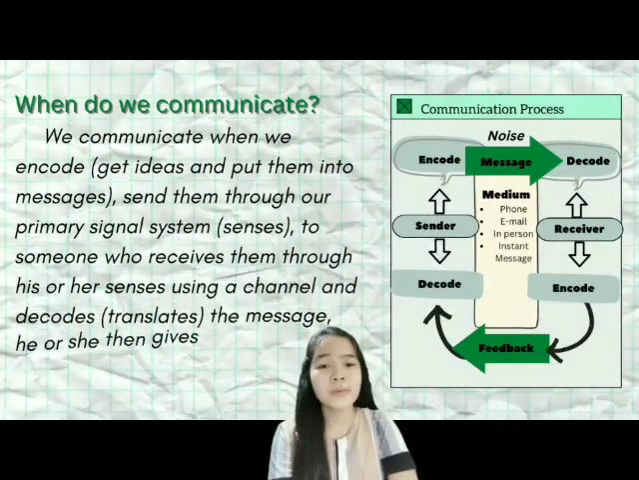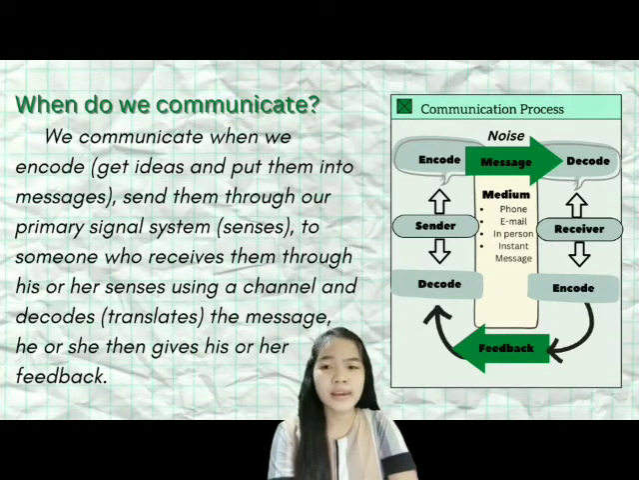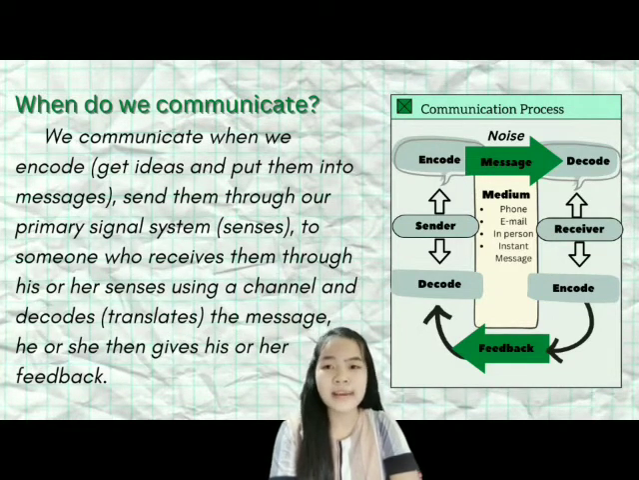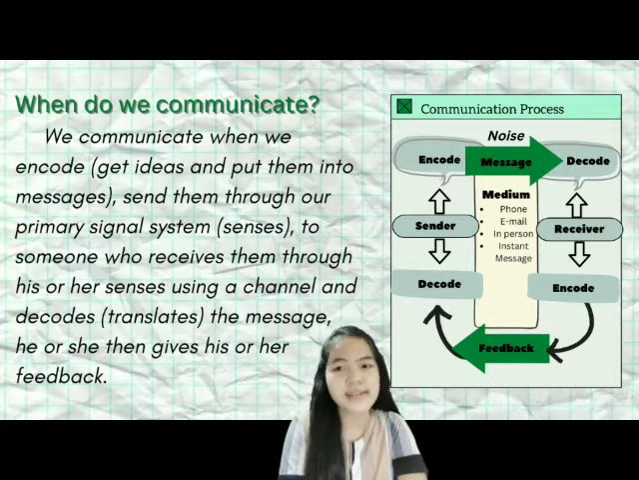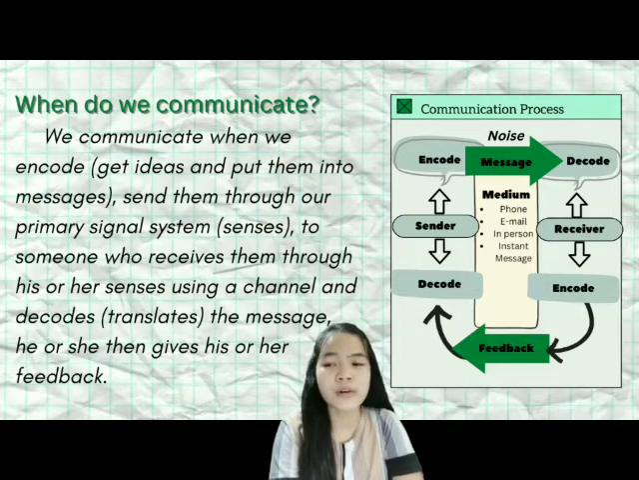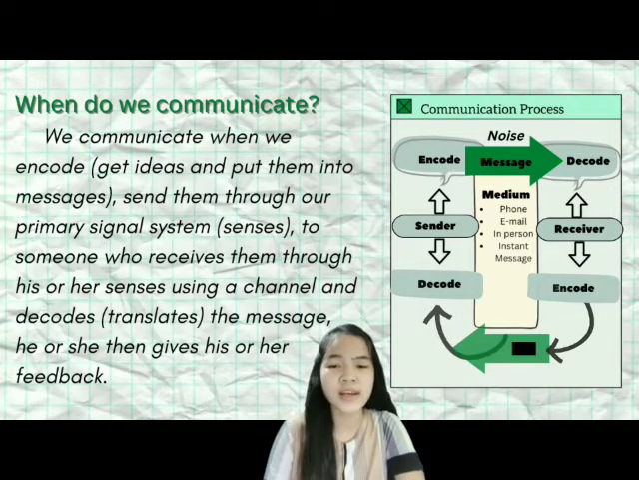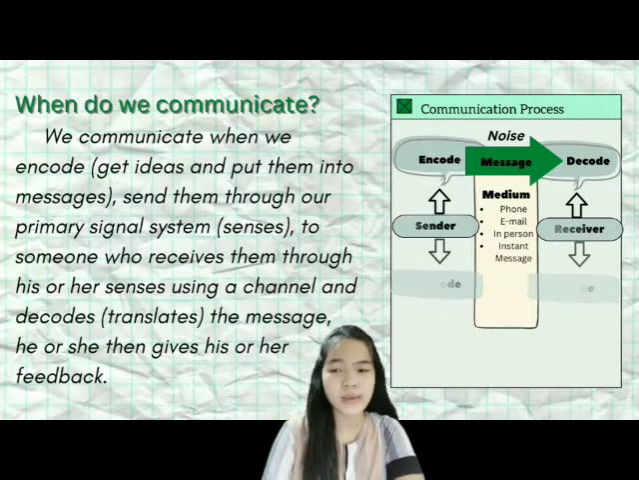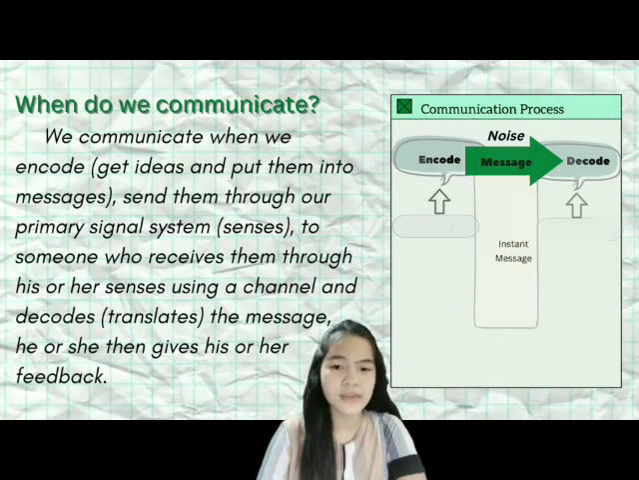When do we communicate? We communicate when we encode, or get ideas and put them into messages, and send them through our primary signal system, called the senses, to someone who receives them through his or her senses using a channel and decodes, or translates, the message. He or she then gives his or her feedback. Having a conversation with someone else is a sole definition of communication.